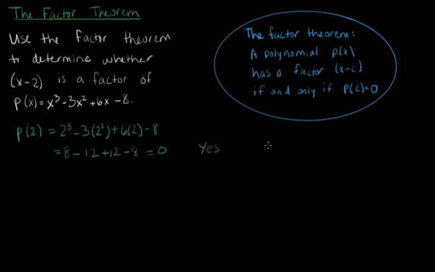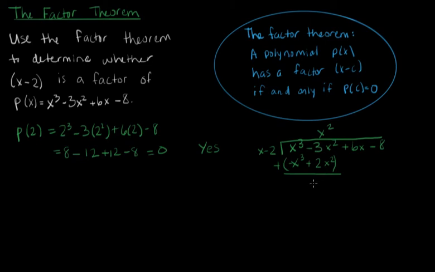Now, if we want to just double check, we could do long division. So x to the third minus 3x squared plus 6x minus 8 divided by x minus 2 would give us x squared, and that would be x to the third minus 2x squared, so this would be minus x squared plus 6x, so this should be minus x, and then this would be negative x squared plus 2x, which when we subtract is going to give us that.